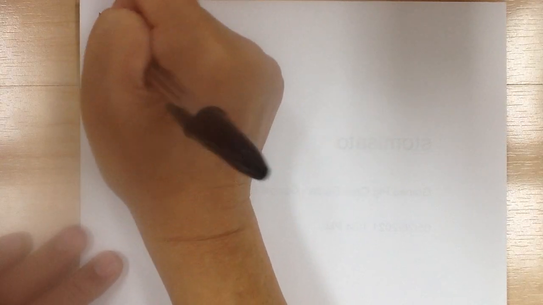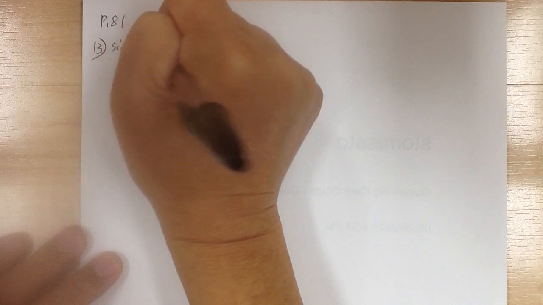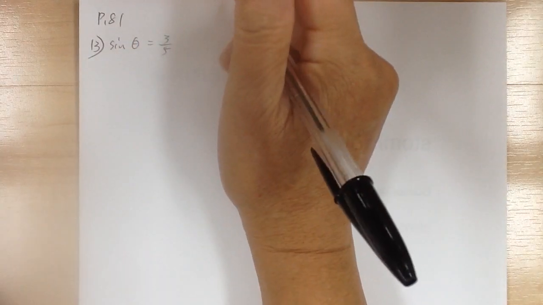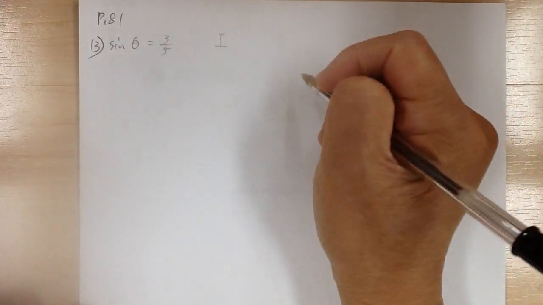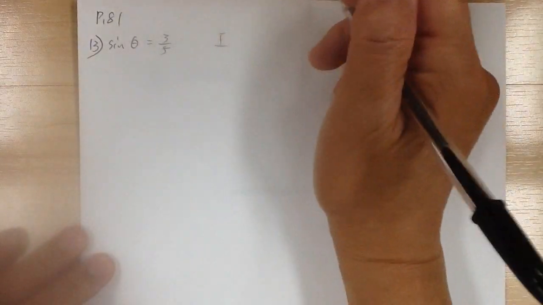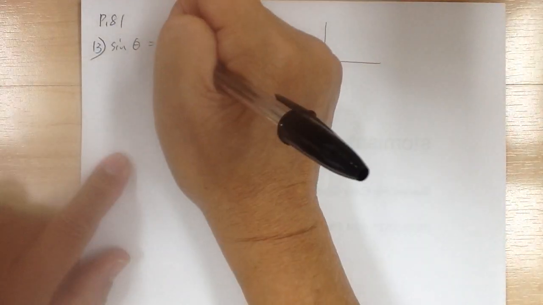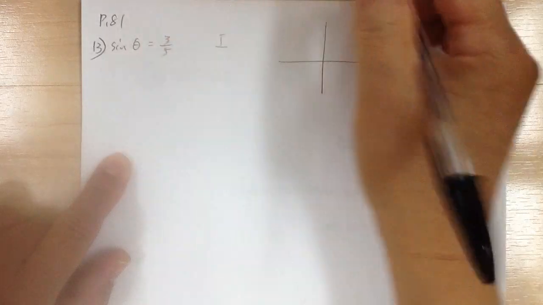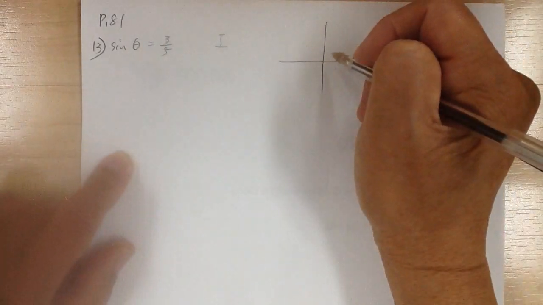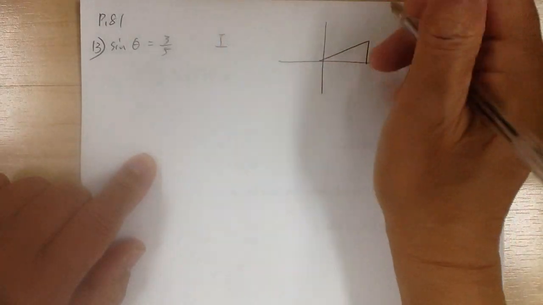Okay, number 13, you've got sine theta equal to 3 over 5, and this is a quadrant 1 angle, and we're looking for the trigonometric functions. So what you do is, again, remember sine is the vertical, or opposite over hypotenuse. And so this is your 3, 4, 5 triangle. So basically it's quadrant 1, here is quadrant 1, so that's over there.